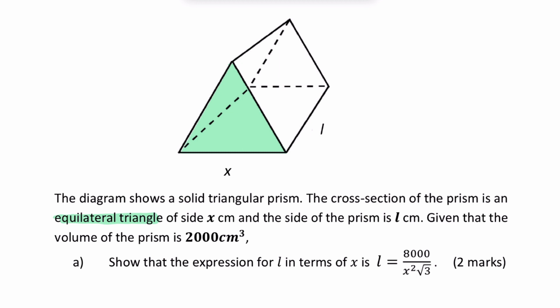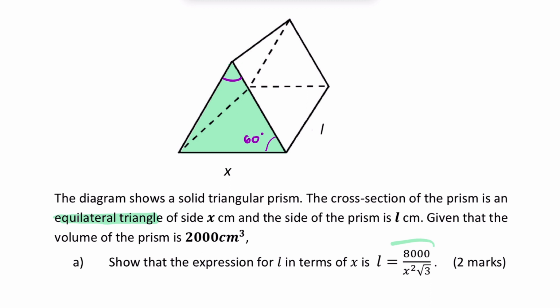Equilateral means that all the sides are equal, and that means all the angles are equal. So we know that this angle is 60 degrees, 60, and 60. So they add up to 180. And we're given that the total volume of the prism is 2000. They're asking us to derive an expression for L in terms of x.